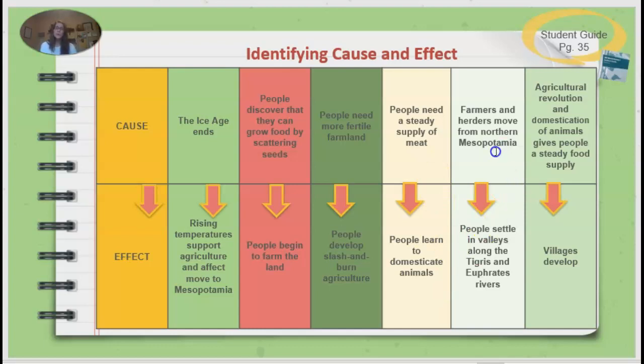Farmers and herders move from northern Mesopotamia, so people settle in valleys along the Tigris and the Euphrates rivers. And the agricultural revolution and domestication of animals gives people a steady food supply. And then the effect of that was that villages developed. And so again, you can always pause this video, take time to fill in this chart, and take time to really think about what the causes and what the effects were.